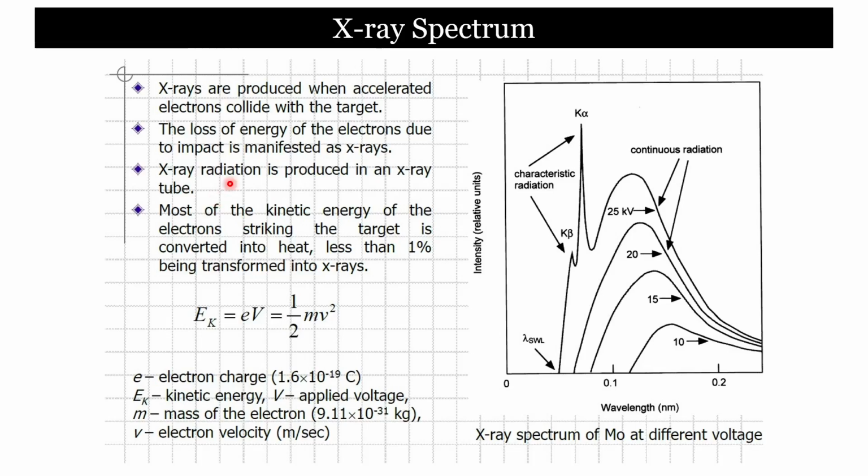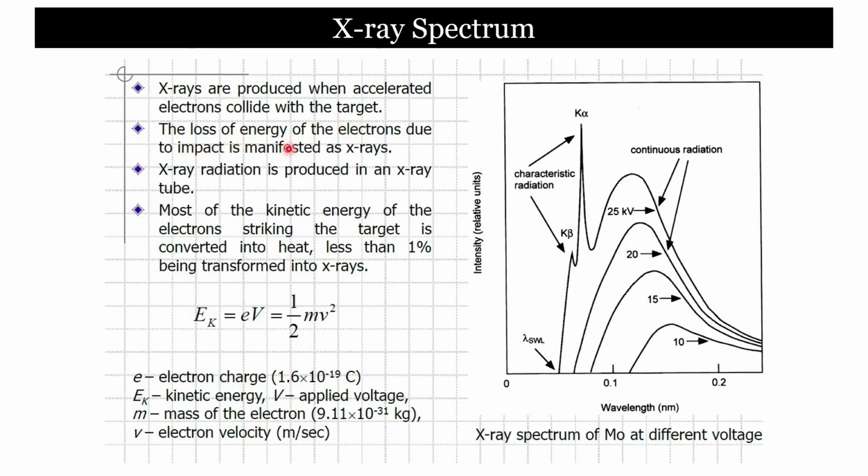So we were discussing this X-ray spectrum and how X-rays are generated. X-rays are produced when accelerated electrons collide with the target. We have different kinds of targets like copper, cobalt, molybdenum and so on. Depending upon the wavelength required for the analysis, copper K alpha is basically used, but you can have different target materials for the same.